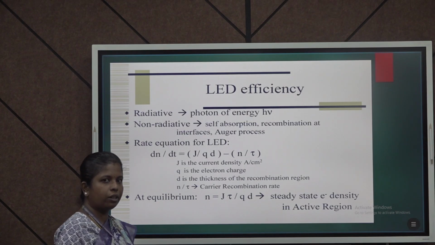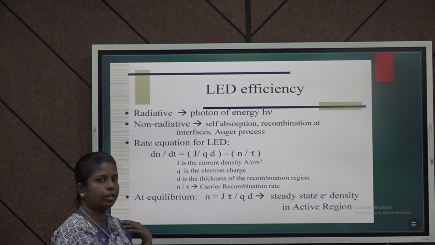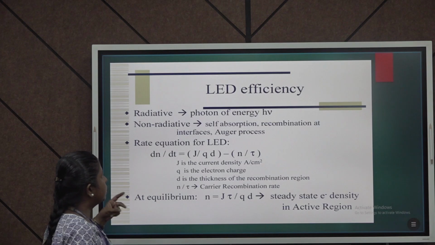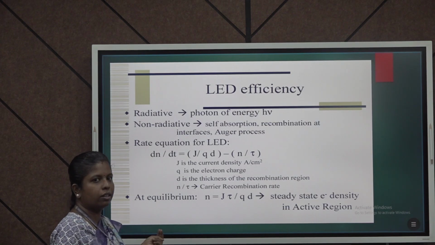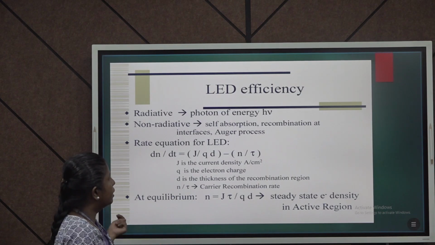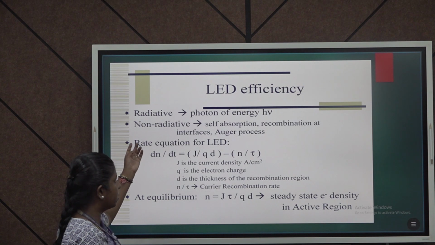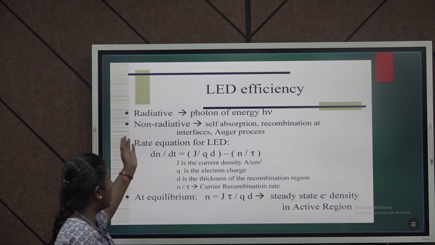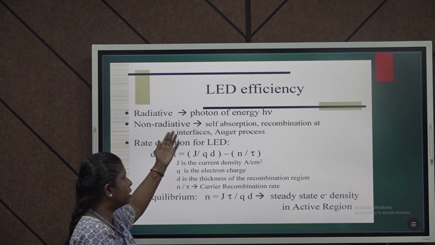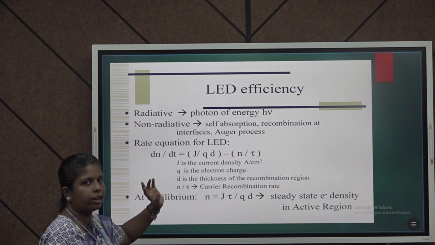And based on certain parameters, we can choose what kind of LED is necessary, and based on those parameters we are able to calculate the LED efficiencies. So here there are two processes involved in this recombination. One is radiative and another one is non-radiative. In radiative, a photon of energy h nu is released, and in non-radiative, the photon is not released, and that is due to self absorption, recombination at interfaces, or some due to the Auger process, which is kind of a molecular one.